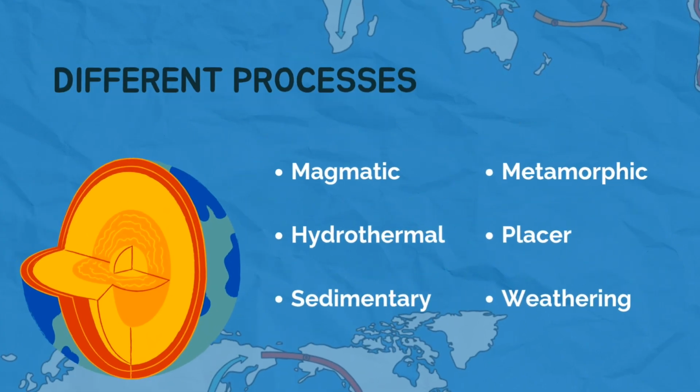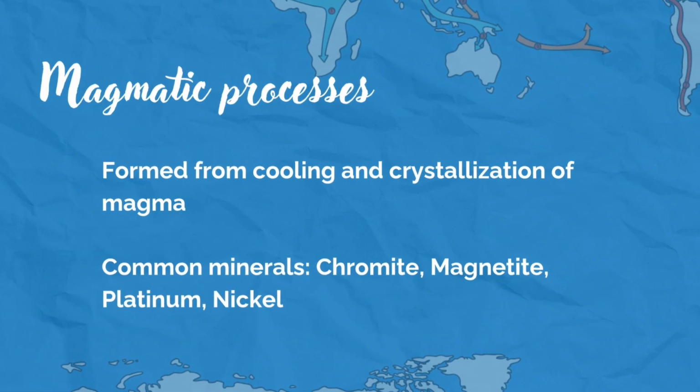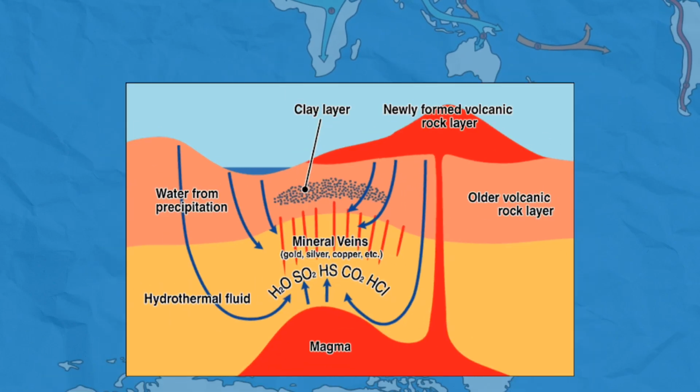There are 6 primary processes through which mineral deposits form: magmatic, hydrothermal, sedimentary, metamorphic, placer, and weathering. Let's look at each one in detail. Magmatic processes begin with magma from deep inside the earth. As magma cools, heavier elements settle and crystallize. This leads to the formation of deposits like chromite, magnetite, platinum, and nickel, often concentrated in layered igneous intrusions.